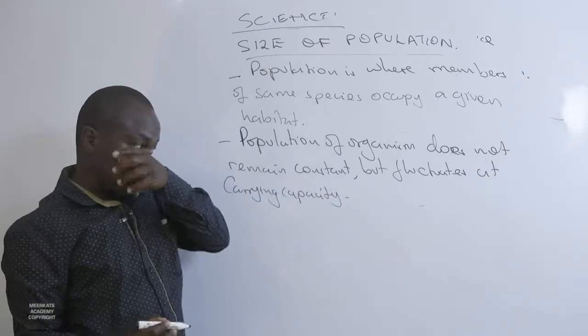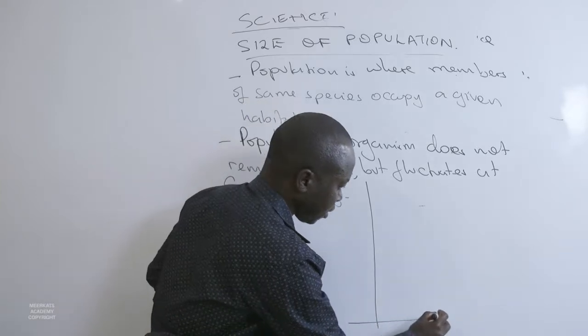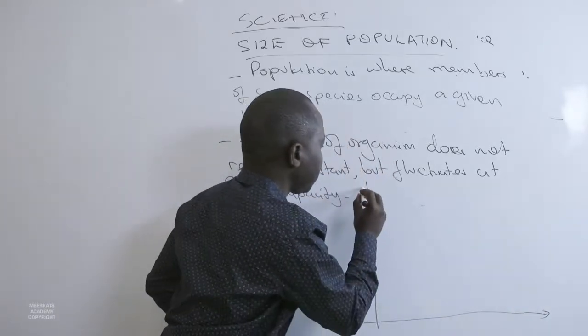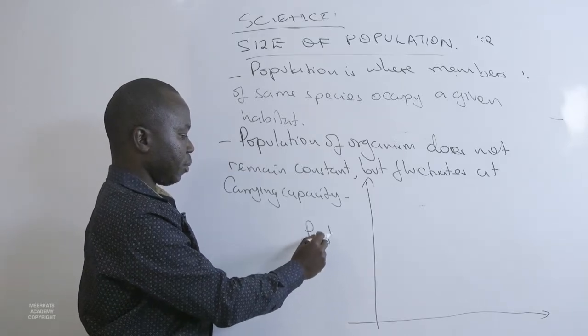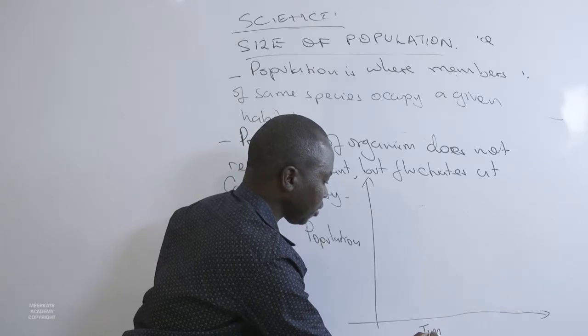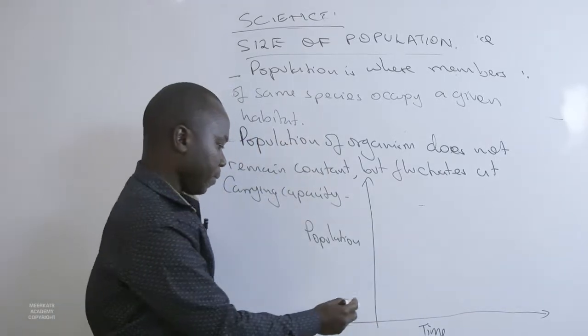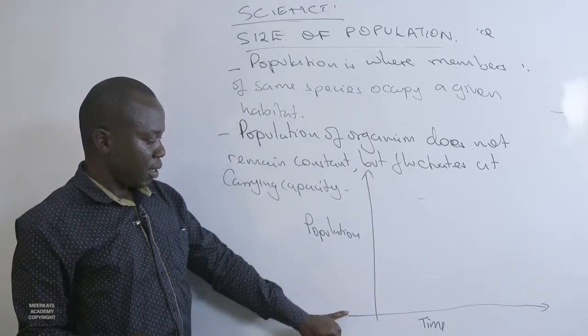So it's going to fluctuate at carrying capacity. We can use that small illustration of a graph to get it. So if that is the population, that's time, maybe in years or months. Remember, this is the y-axis, x-axis.